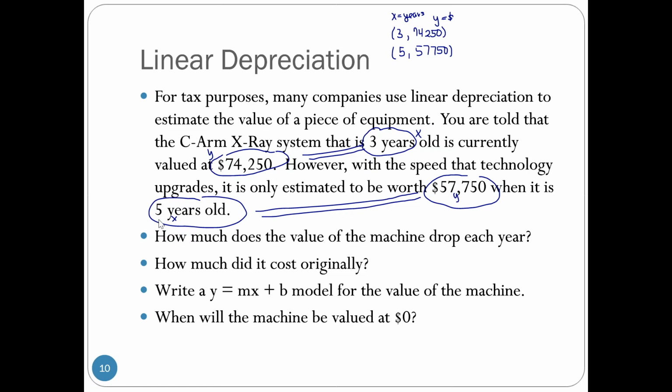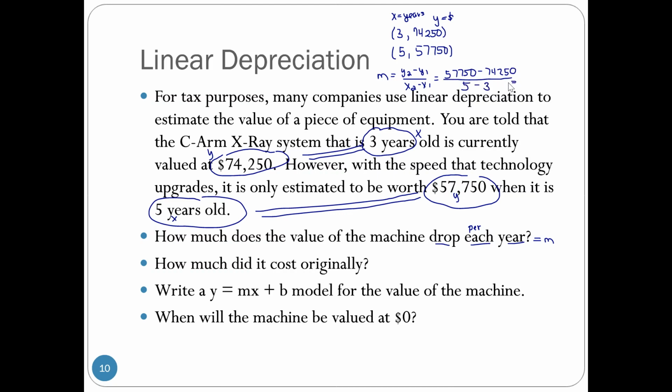So then it asks me, how much does the value of the machine drop each year? So this word each I could understand as per, so drop per year. So understanding that this is asking me per year, this is asking me a rate, this is asking me for M. So I'm going to use my slope formula. I know that it's y2 minus y1 over x2 minus x1. And so plugging in my numbers, my y2 is 57,750, my y1 is 74,250, my x values are 5 minus 3.